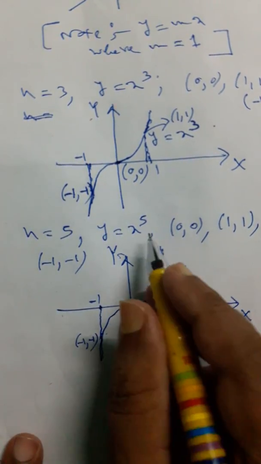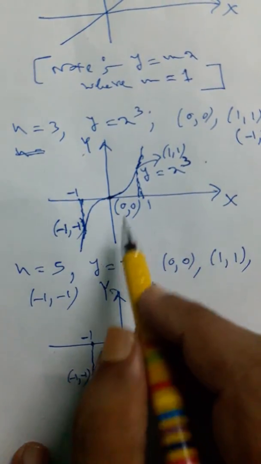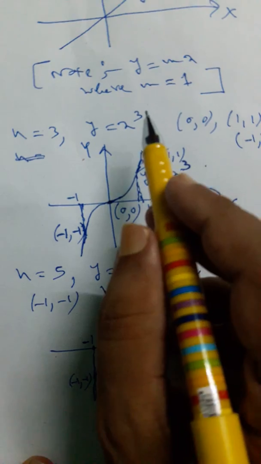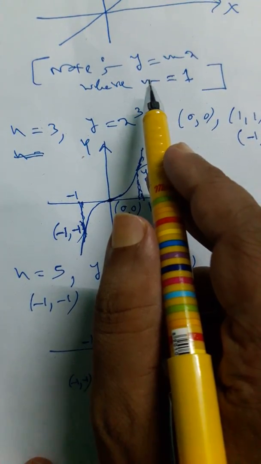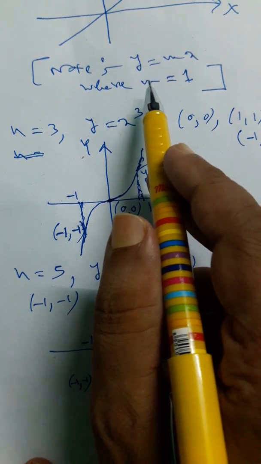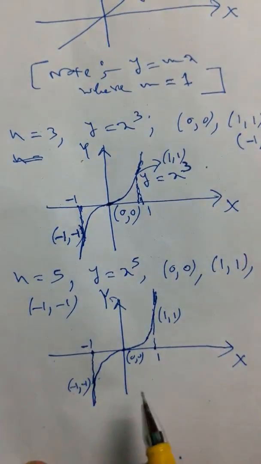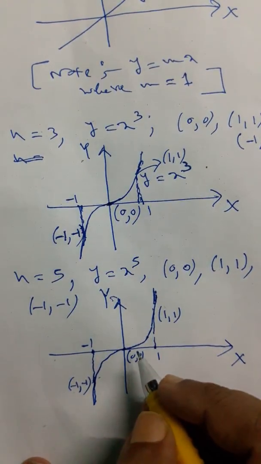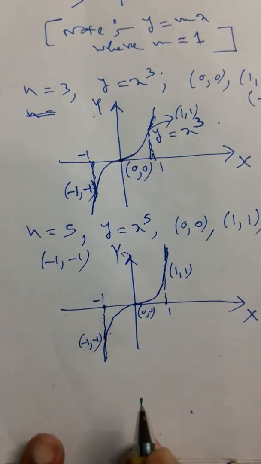It is also noticeable that in the nature of these curves, this is an odd function. If we consider y equals f(x), then f(minus x) equals minus f(x) satisfies this type of equation. So this nature of function is called an odd function. Here it is symmetric about the origin. This is an important property of all these types of curves.